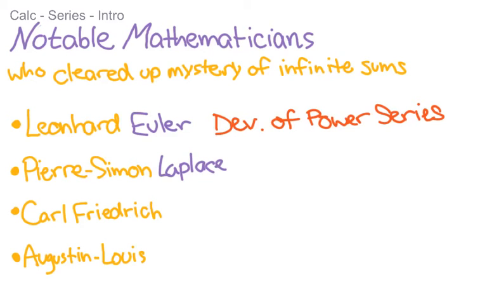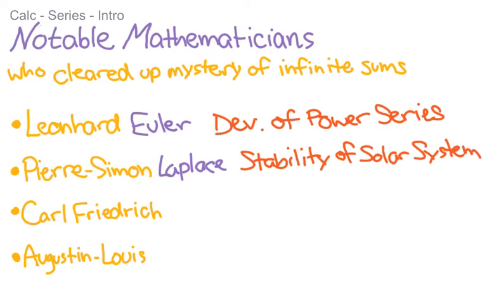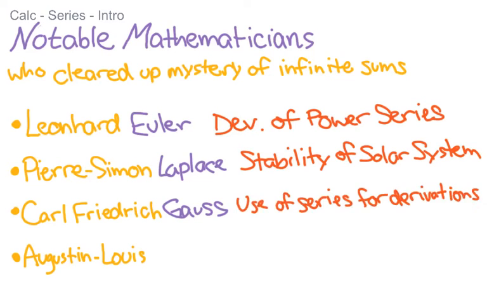He was a French scholar, known for his work in the stability of the solar system. He was born after Euler, so Euler 1707, Laplace 1749. Carl Friedrich Gauss. I hope you knew that one. He was born in 1777 and known for the use of infinite series for derivations.